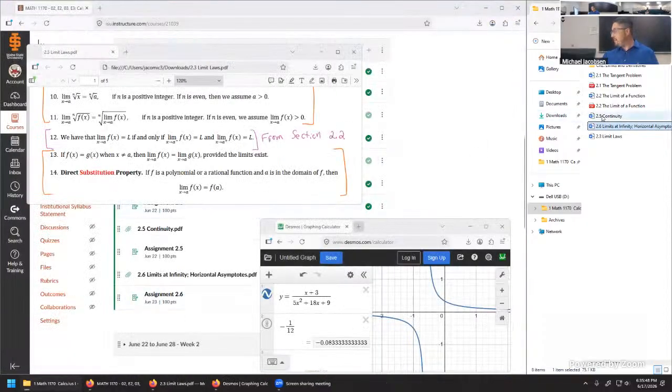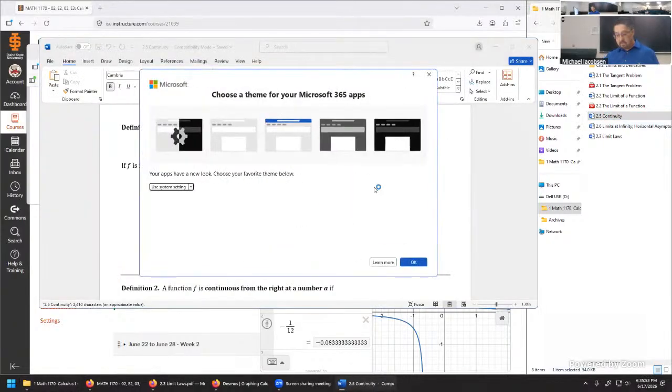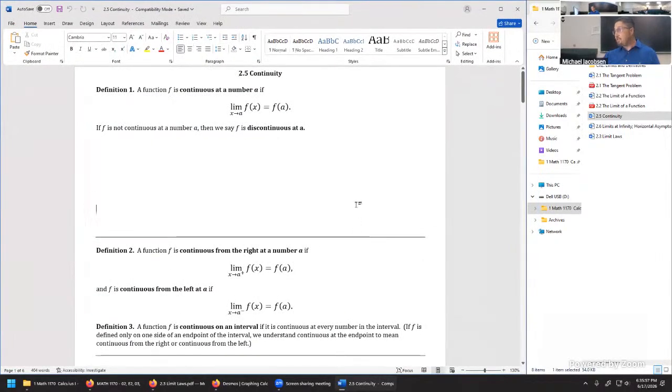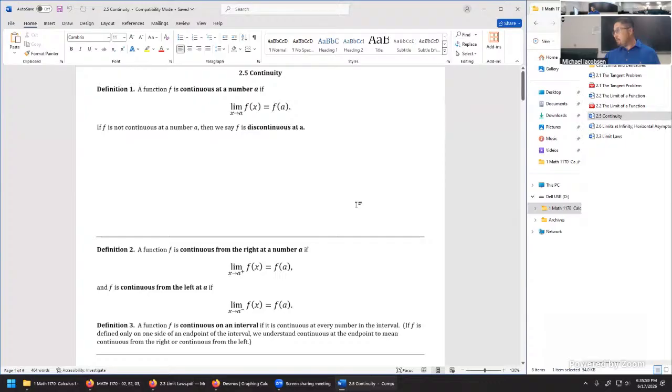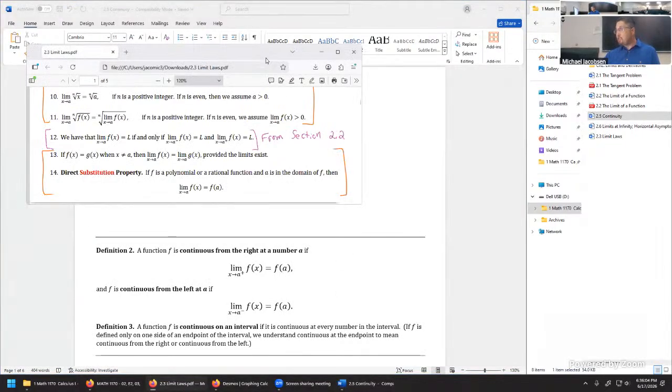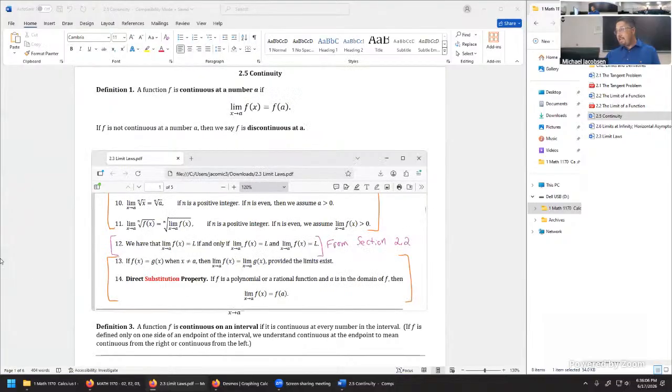Okay, so now in the continuity section, one thing I want to say right away before we delve too far into continuity is what our ultimate goal is for continuity. We go back to the limit laws, and the direct substitution property was the major superstar that made a lot of our limits really, really easy to compute at the last steps. We want to expand on the direct substitution property.